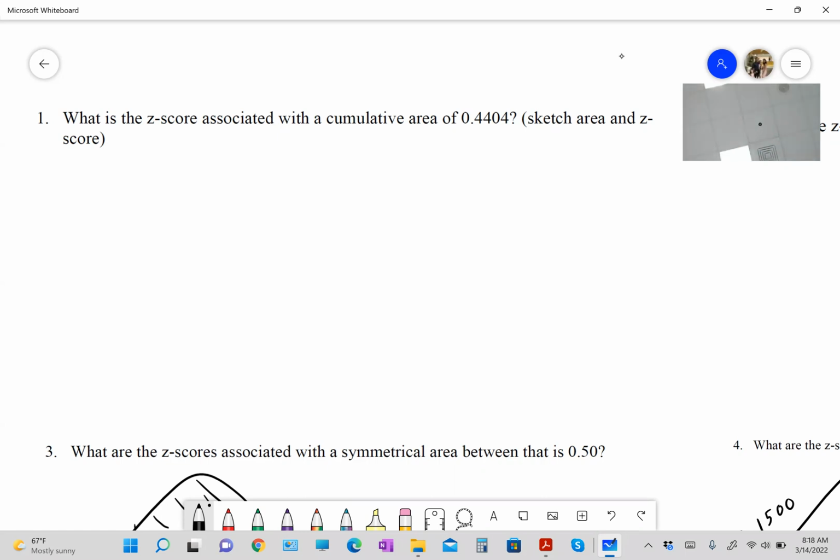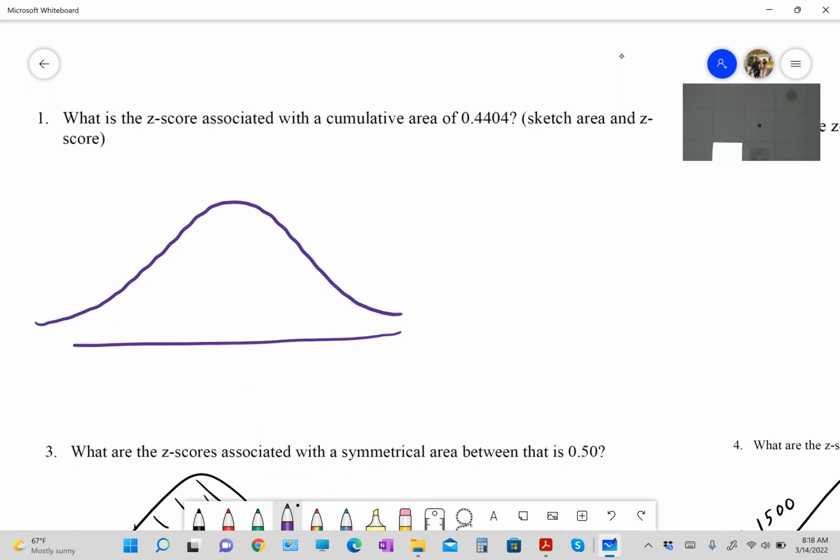Now, cumulative area stands for an area to the left. Remember that. Every time you see cumulative, think of it as you start shading from left to right, it's accumulating area. So the first thing you would do is you will obviously sketch the situation. Let's do it in purple. All right, so we sketch it, right?